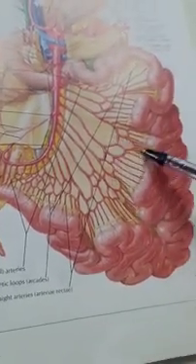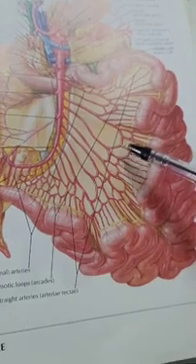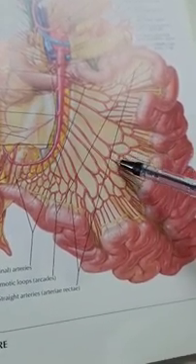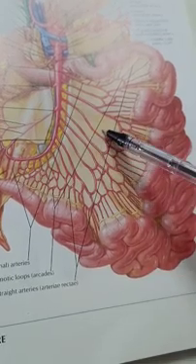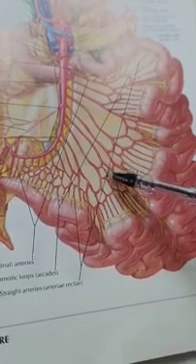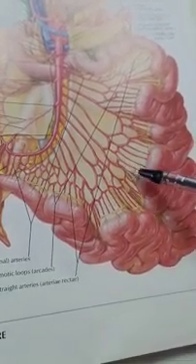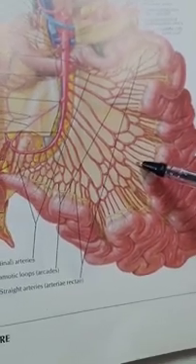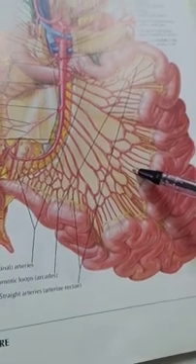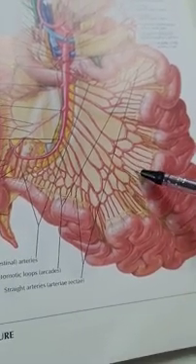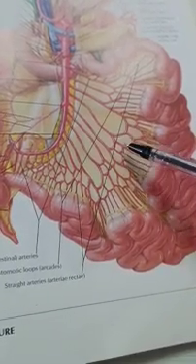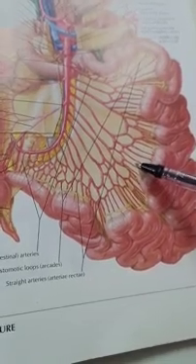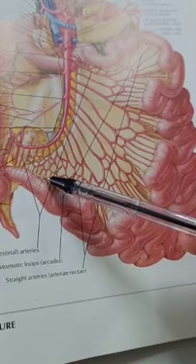In the mesentery we can see windows. Small windows can be seen in the mesentery, formed by these arteries. Arteries form window-like structures here. In the jejunum we can see windows are there. Here, in the ileum, no windows are there.